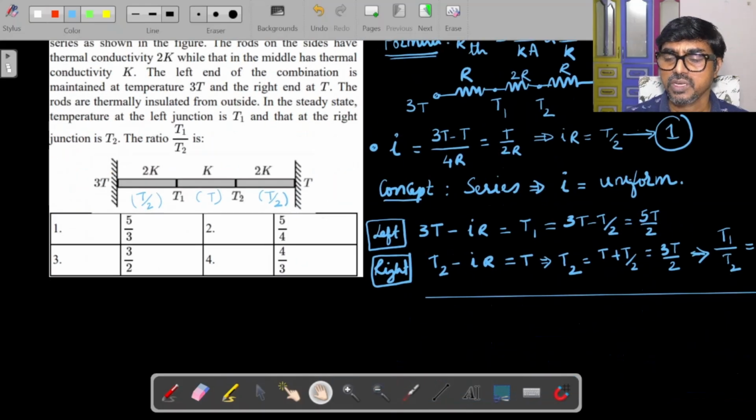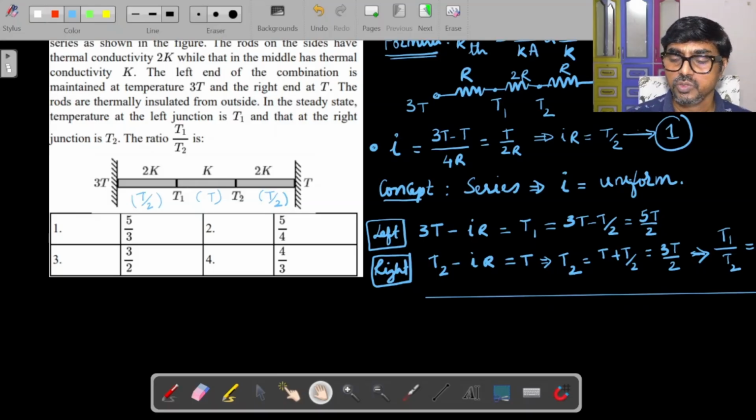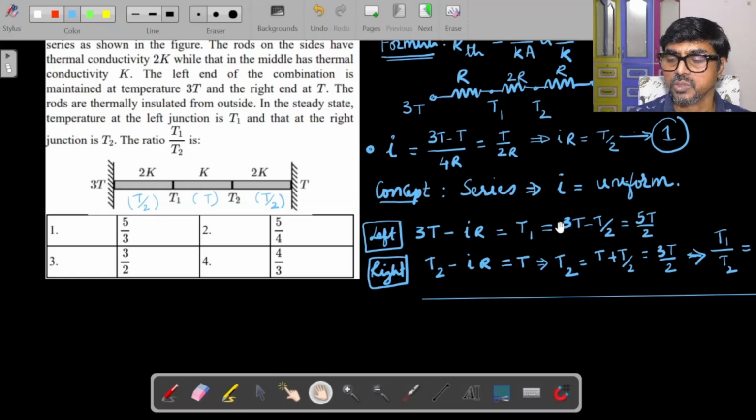And the concept is whenever the circuit is series, the current would be the same throughout, uniform. All the resistors will carry the same current. So use that idea: you go to the left rod, the same current goes through it, 3T minus IR is going to be T1, I am using Kirchhoff's law. 3T minus IR equal to T1, where IR is known to you, T by 2, you can substitute there. 3T minus T by 2 is going to be 5T by 2.